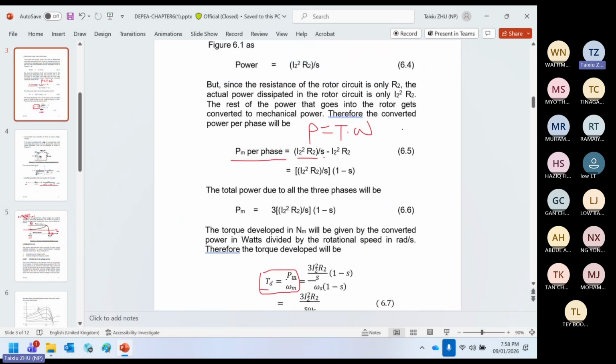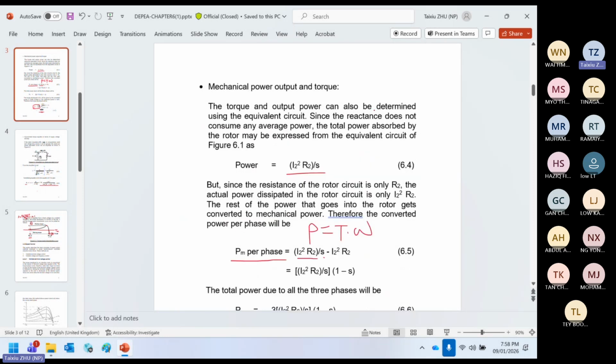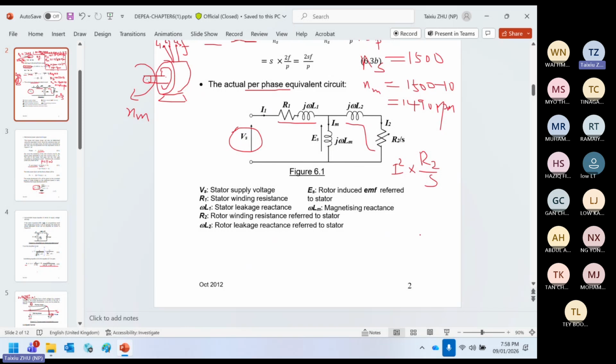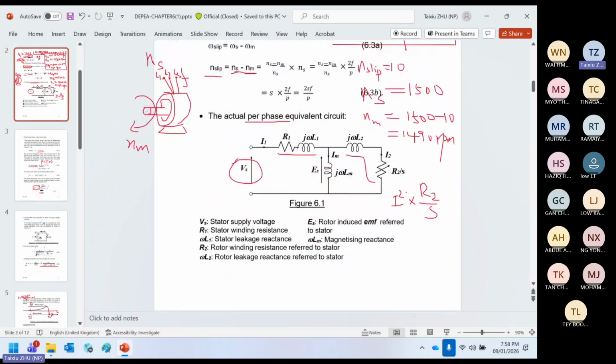Actually, the power developed is from here. This one is from the equivalent circuit. Basically, we know this part. I squared, you're right. I squared R is the power consumption, which is also the motor power times R2 divided by the slip. No, this is the power developed. So this is here, and then I squared R2 divided by S. You cannot just do I squared times R. No, it's not enough. You have to divide by the motor slip.